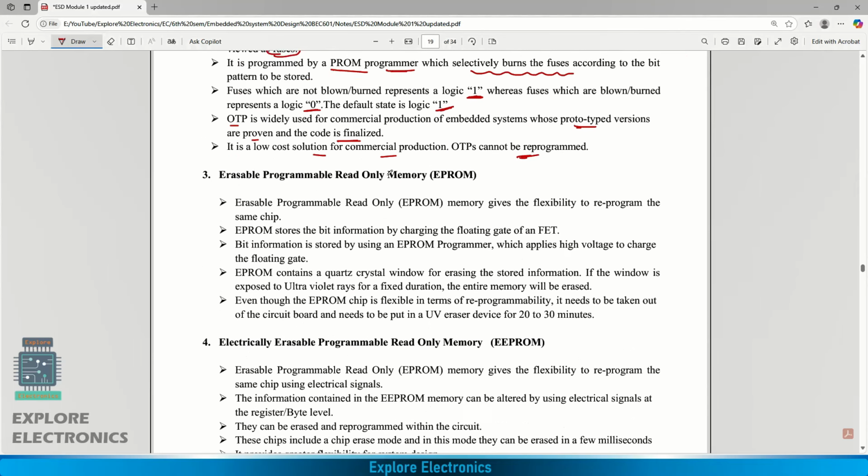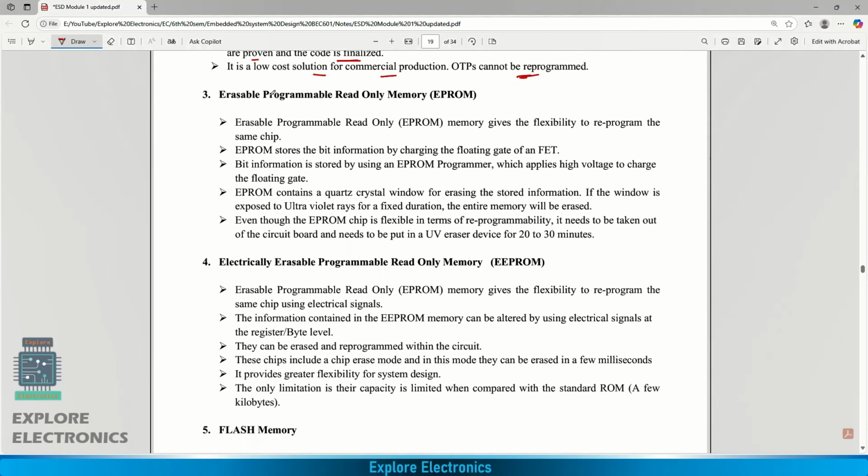We will be having erasable programmable read-only memory, which will be called EPROM. E indicates erasable. We can erase it and program it again. So erasable programmable ROM gives flexibility to reprogram the same chip. If it is once programmed, again we can reprogram it, right?